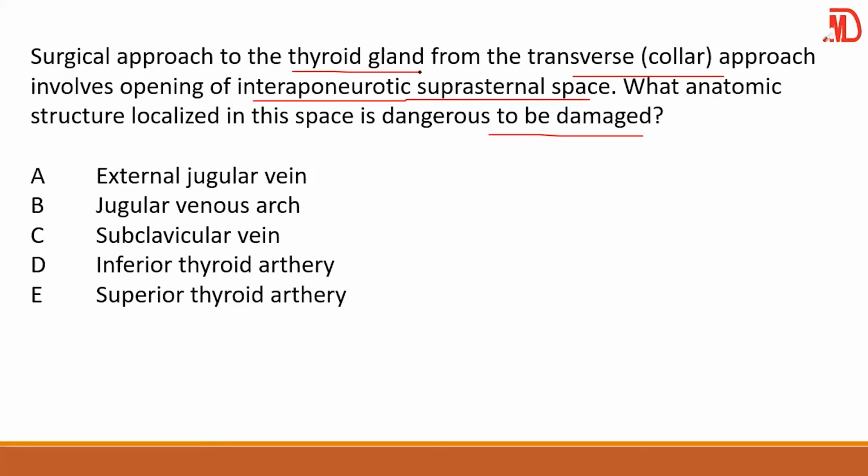Good. So you want to be careful because of the jugular venous arc. And of course, it gives rise to the inferior jugular vein. All right, so here we're looking at B, jugular venous arc. Why? Because of where they want to make the transverse incision from. That's around the collar, the collarbone.